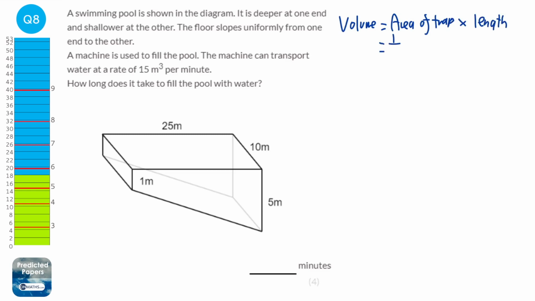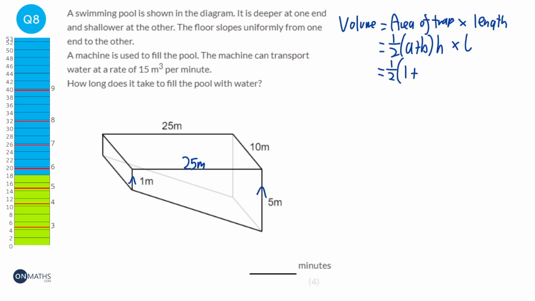So trapezium is half a plus b, h, and then times the length. Now A and B are the two parallel sides, which will be this one and this one. And then the H is the perpendicular line that hits both of them at 90 degrees, which is what perpendicular means, between the bases. So this will be the 25 meters here. So it's going to be half, and then we're going to add 1 and 5, times that by 25.